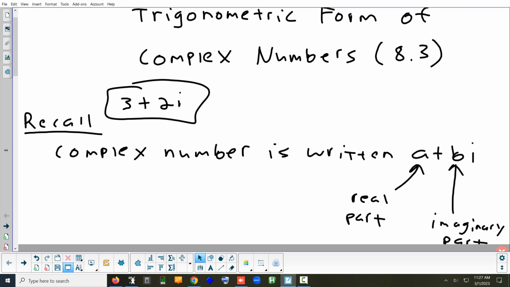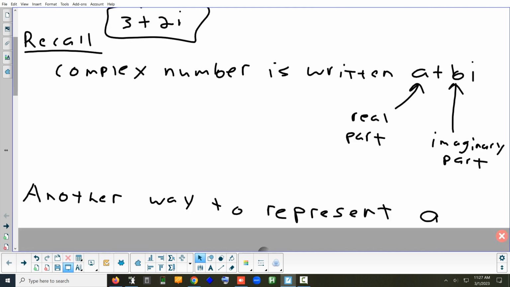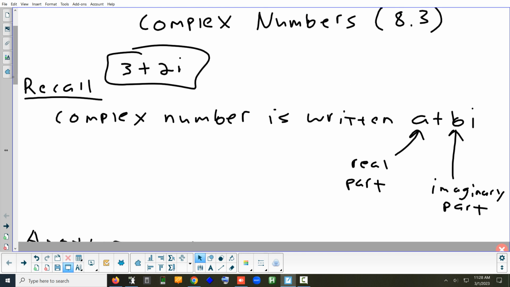Complex? Yes. What form is that complex number in? Standard. Yep, that's called standard form. Standard form is where you put your real part first, and then your imaginary part with an i next to it.